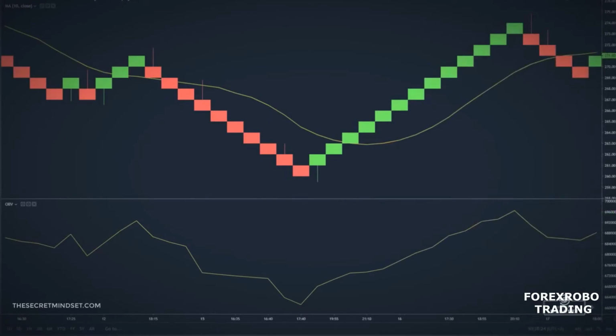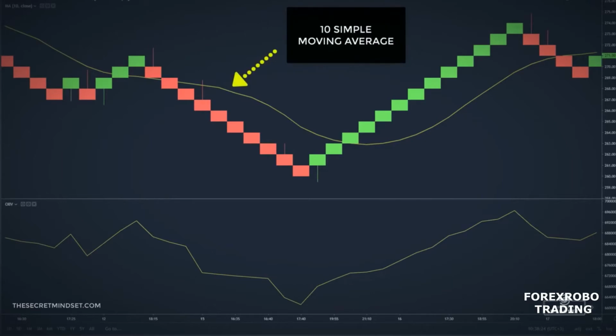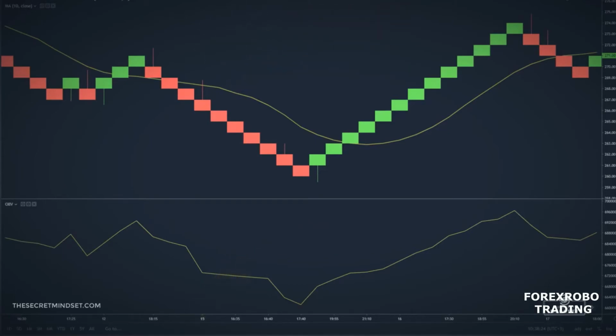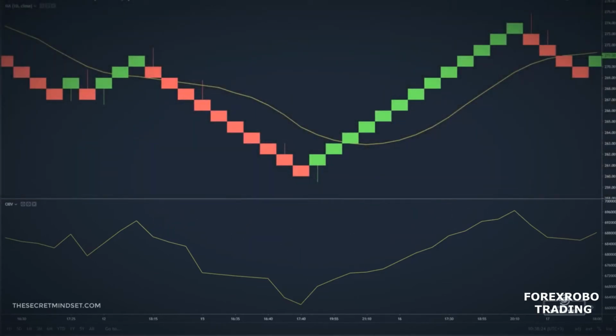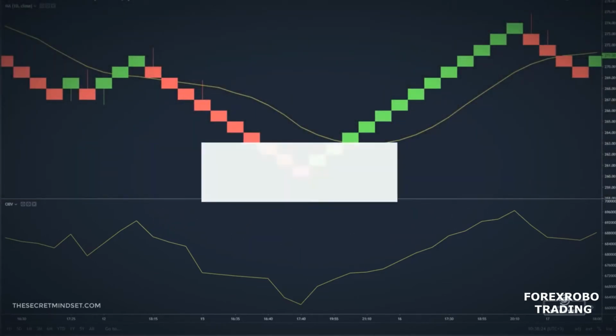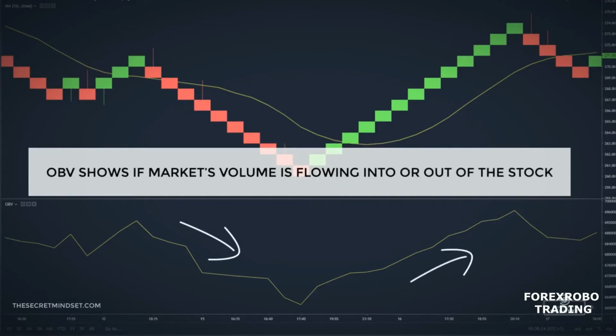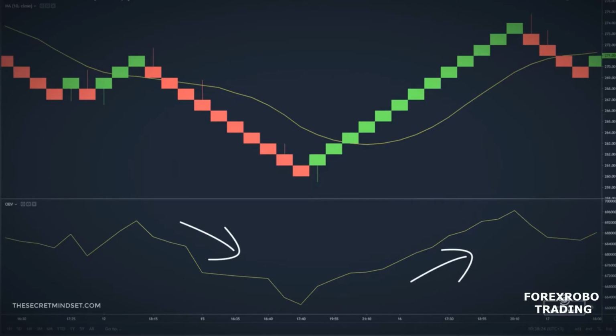Besides the 100 Renko brick, I also prefer to add a 10 moving average in order to determine the trend and the OBV. So, Renko bars are based only on price, but I don't want to neglect the volume. The on-balance volume is a momentum indicator that relates volume to price change and shows if the market volume is flowing in or out of a stock. In other words, the OBV offers information regarding the strength of price movements.